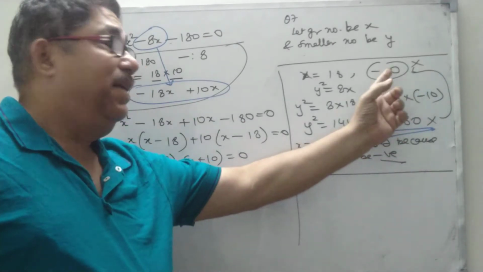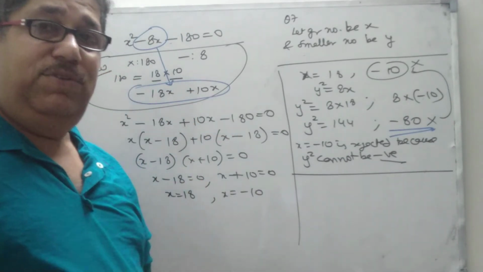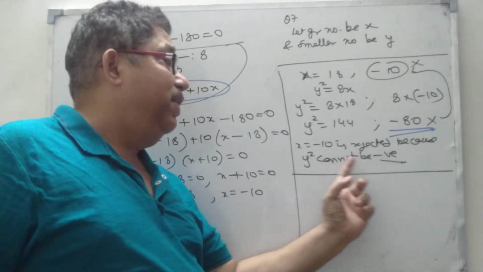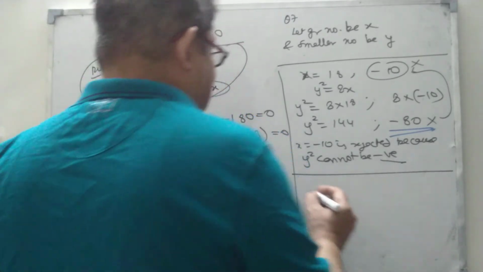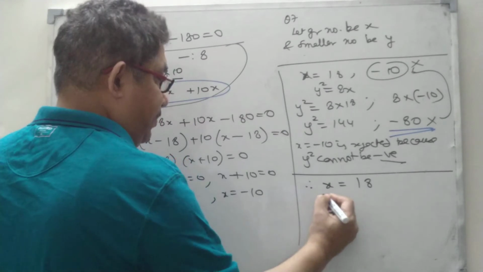Naturally the source should be rejected. We are not looking for the value of y, we are looking for the value of x, which value to select and which value to reject. So x equal to minus 10 is rejected because y square cannot be negative. I hope this is clear now. So what is x? Therefore x is equal to 18.